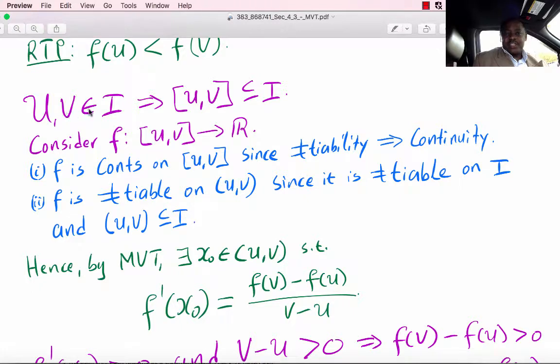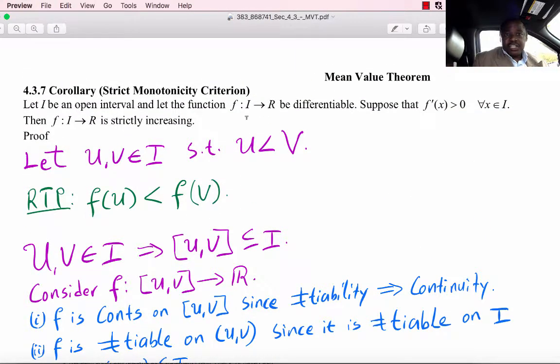Now, u and v elements in I. Well, why don't we define the function f from the closed bounded interval uv to R? Again, what are the conditions? f is differentiable on I. u and v are elements in I, so we can talk about the closed bounded interval uv.